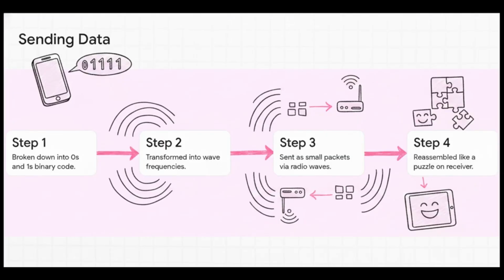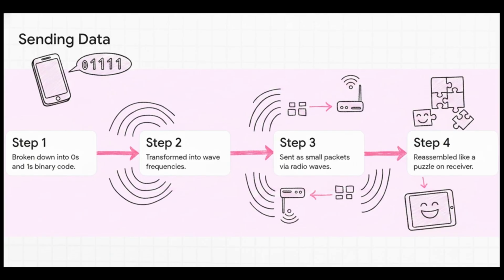So how does all this come together when we actually send something? Let's say you want to send an embarrassing birthday photo to your best friend. How does that picture actually travel on these billions of waves? Well, step 1, the very moment you hit send, your phone breaks that photo down into binary code. You know, that computer language made up entirely of zeros and ones. Step 2, that binary code is instantly transformed into wave frequencies.